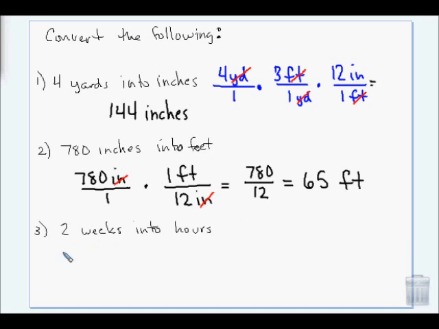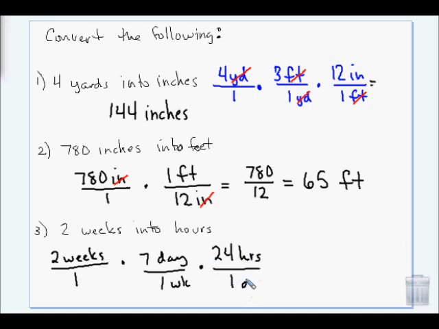And if I want to turn 2 weeks into hours, I know that there are 14 days. No, sorry, that's in 2 weeks. Silly me. 7 days in 1 week. And then there are 24 hours in 1 day. So my weeks and my days will cancel, and then I multiply 2 times 7 times 24, which is 336 hours.